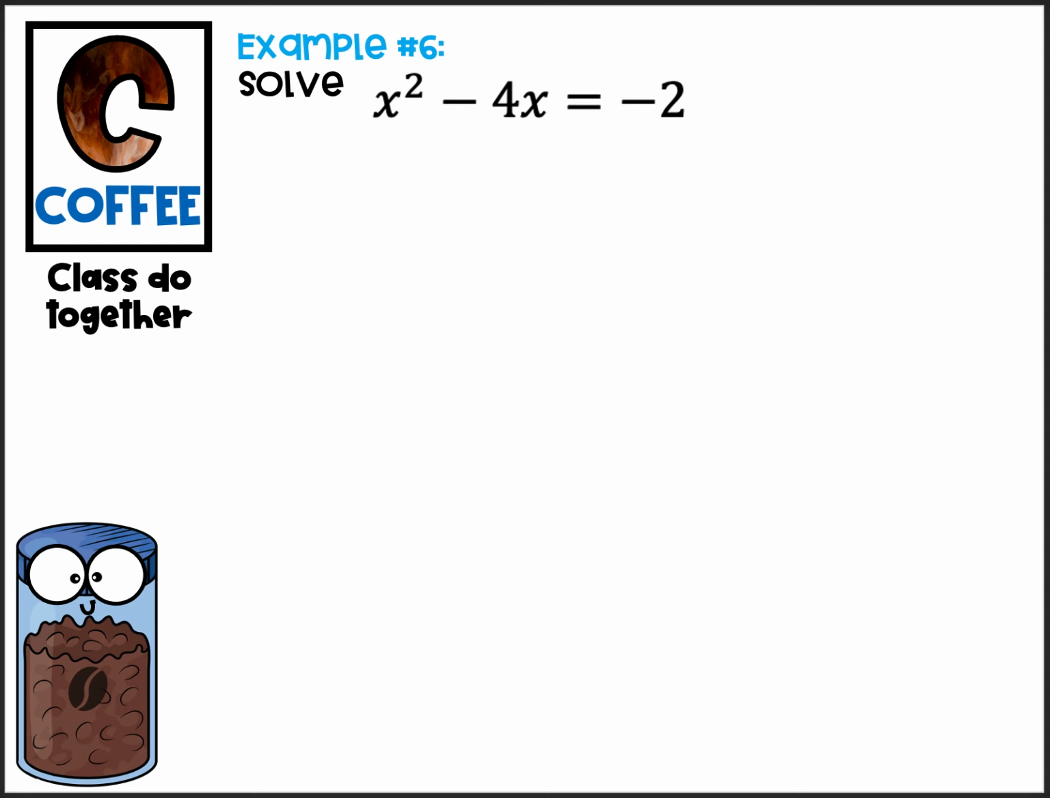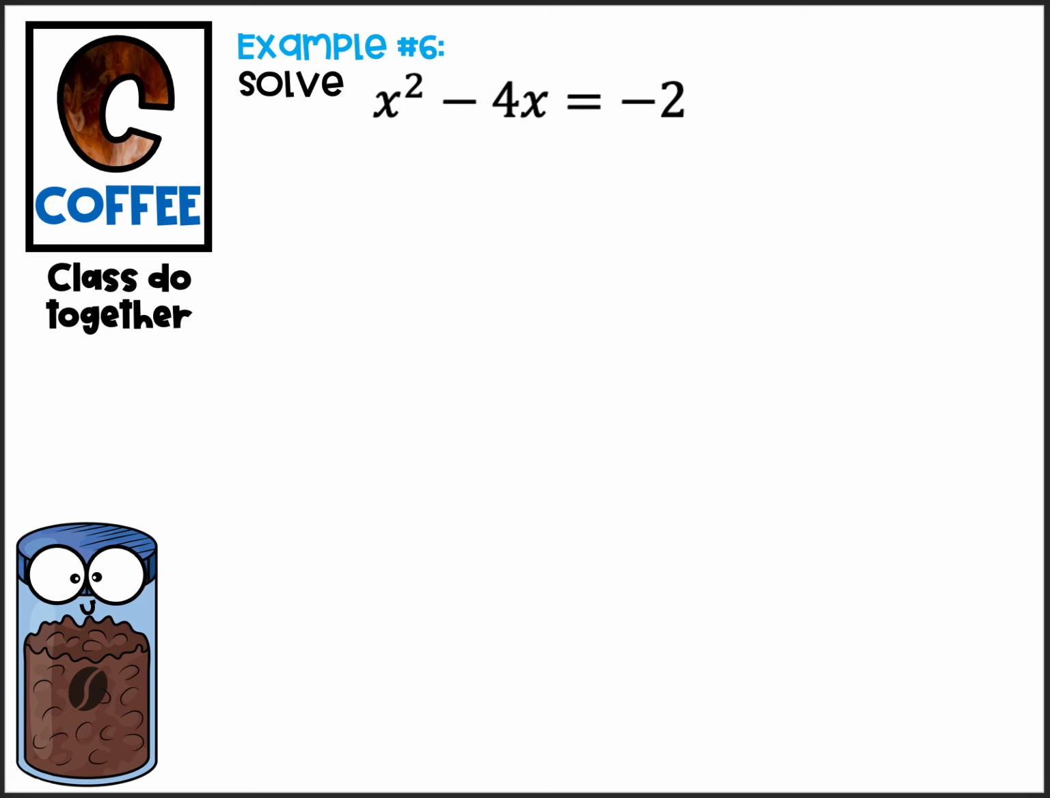Once again, students, this is the coffee example. Example number 6, we want to solve for x in x squared minus 4x equals negative 2. Please pause the video and attempt to solve the question and then check your answer.